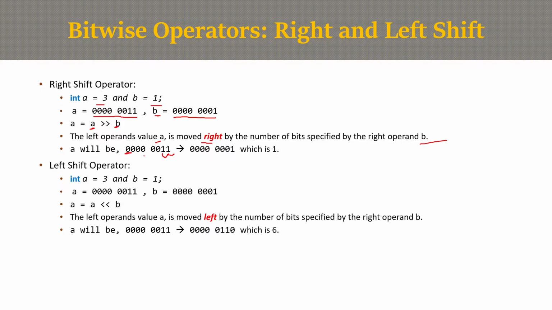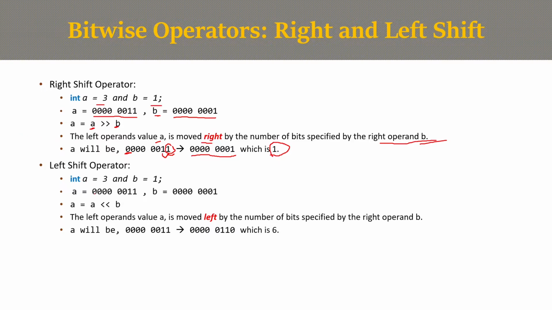As you can see from this right shift operator, this one, as it is moving from its first bit position, is now being discarded. So the value that we get is this one. The right shift operator is basically telling us to move the bits by the number of bits specified by the right operand B. So at the end, the result that we will have is 1.